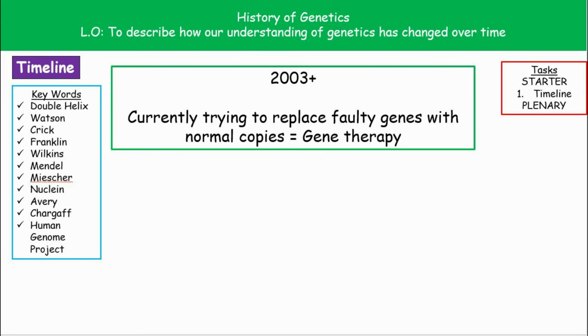Once we actually knew where all these different genes were in the human genome, then we could start to work on something called gene therapy. So that's where we can identify which genes in certain conditions are faulty, so they're different to the normal gene if you like, and we can develop techniques to allow us to replace those faulty genes with normal copies and therefore treat certain genetic conditions.